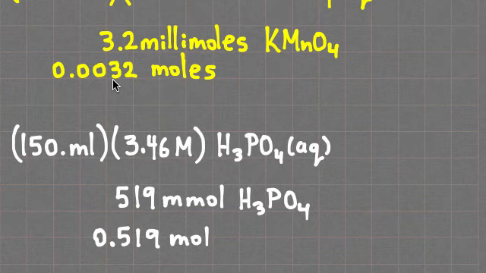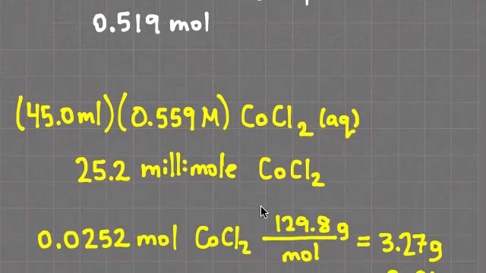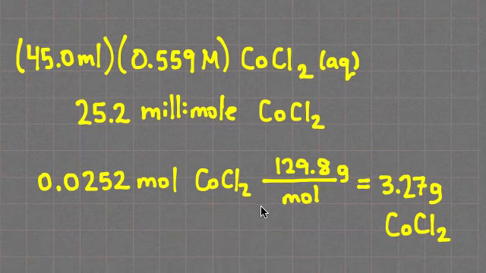So become comfortable with milli versus mole, milliliter, liter, millimole, mole. The milli is the small unit, right? Milliliters times molarity gives millimoles of phosphoric acid. Did it again with cobalt chloride: 45 milliliters of 0.559 molar cobalt chloride gives me millimoles of cobalt chloride. Here I changed from millimoles to moles to convert moles to grams. But if you didn't, if you just did 25.2 millimoles times 129.8, that would give you 3,270 milligrams of cobalt chloride.